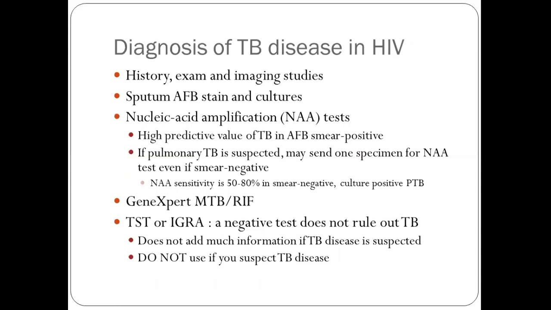Now, how do you make the diagnosis of tuberculosis disease in HIV? So the history is the most important thing. You have to have a clinical suspicion. You have to ask about risk factors. Where is the patient coming from? Has the patient been in jail? What about previous TB screening tests? Who has the patient been around? IV drug users, homeless population, etc.